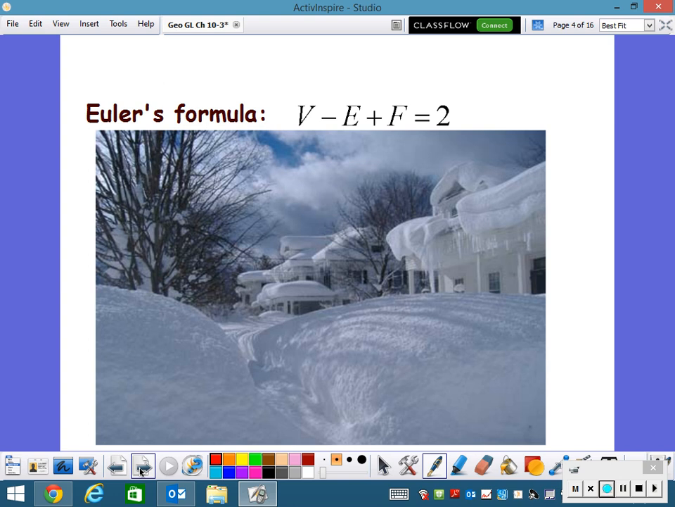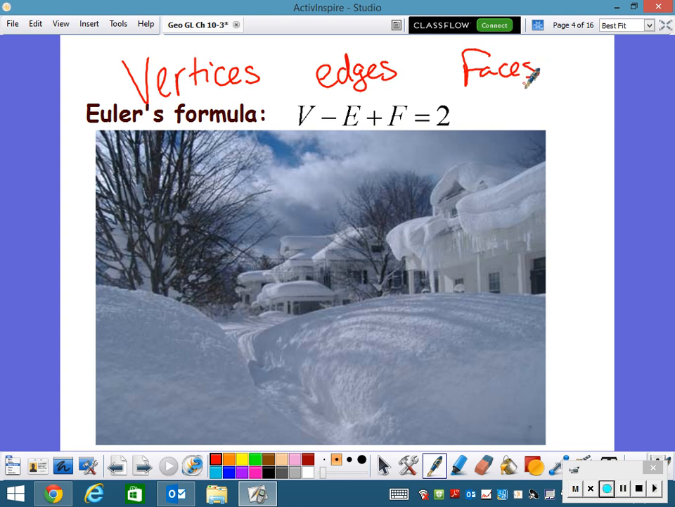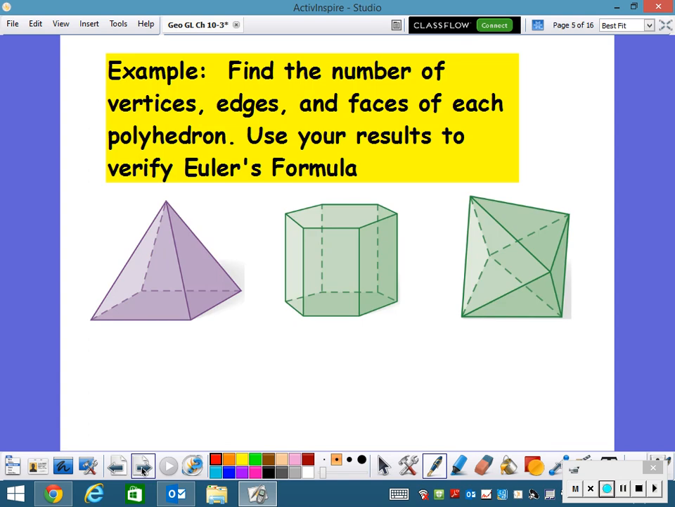Now, the next sentence on your paper is there is a special relationship between the number of vertices, the number of edges, and the number of faces that a polyhedron has. If you take the number of vertices and you minus the number of edges and you add it to the number of faces, it always comes out to 2 no matter what. Which is kind of neat. So let me prove that to you.